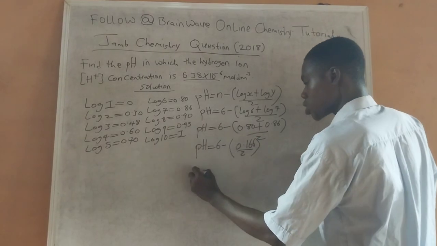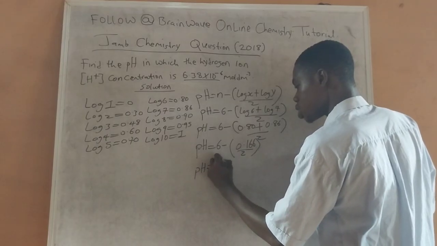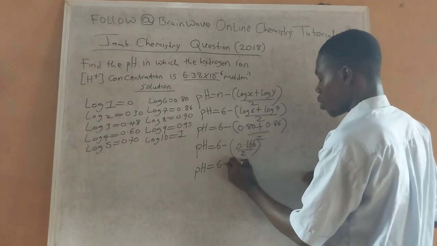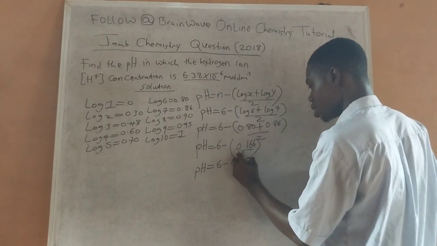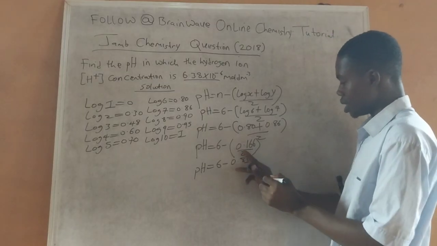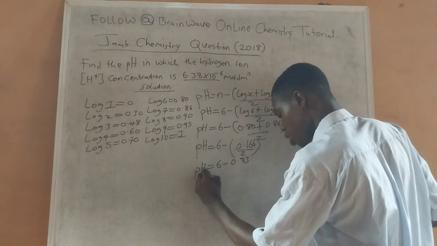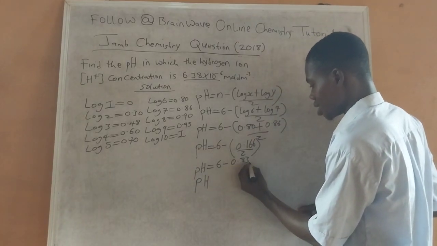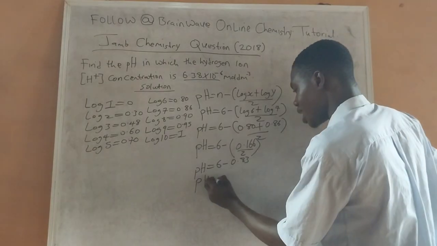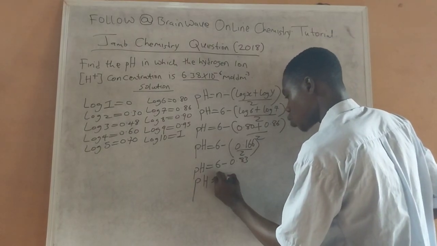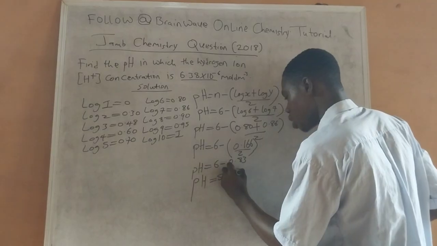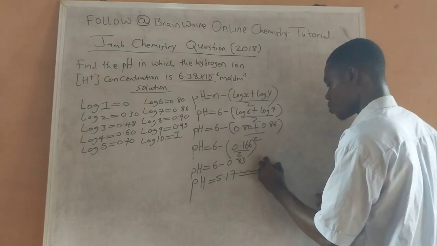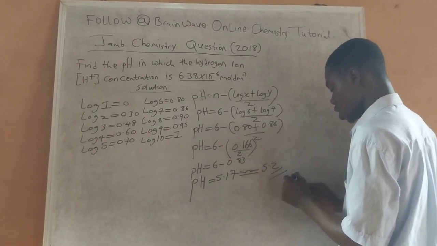Don't forget, so it will now be pH equal to 6 minus 1.66 divided by 2. We're going to get 0.83. Now we have eliminated the bracket. So pH is equal to 6 minus 0.83. Now 6 minus 0.83 gives us our final answer. So our pH is now equal to 5.17. This is our pH, 5.17, approximately 5.2.